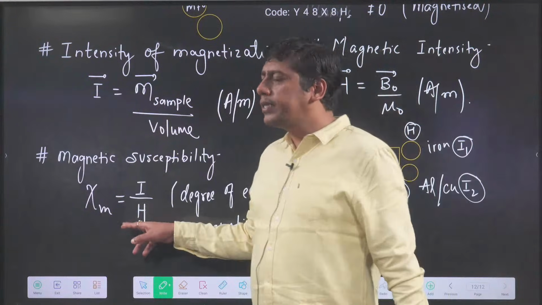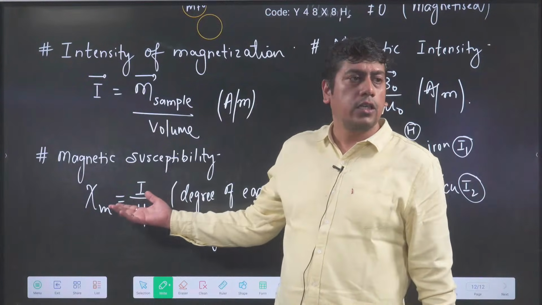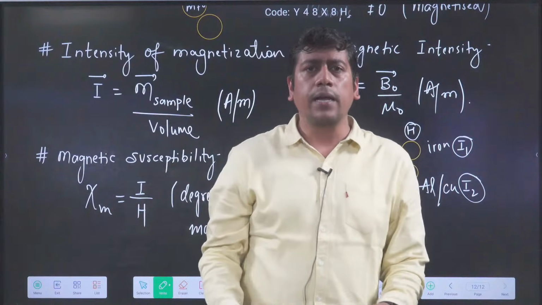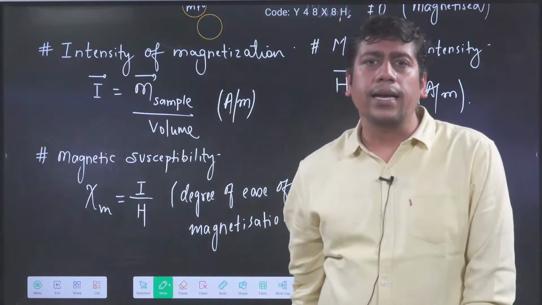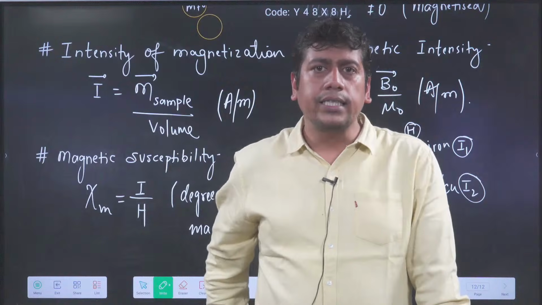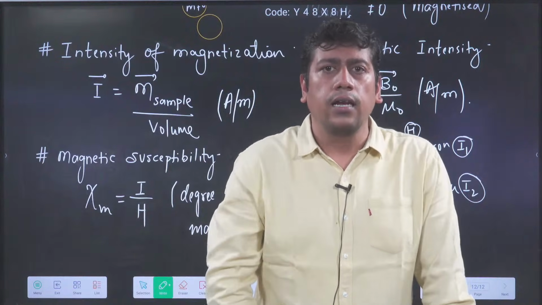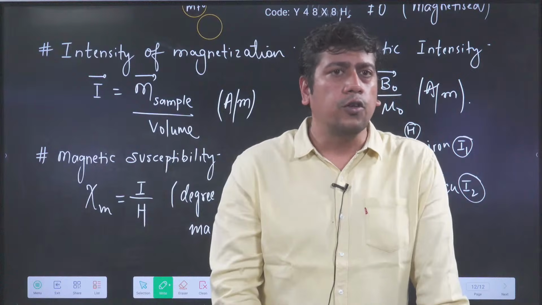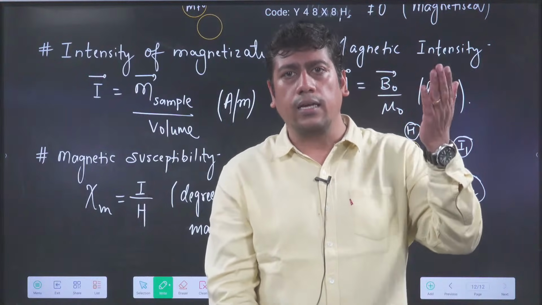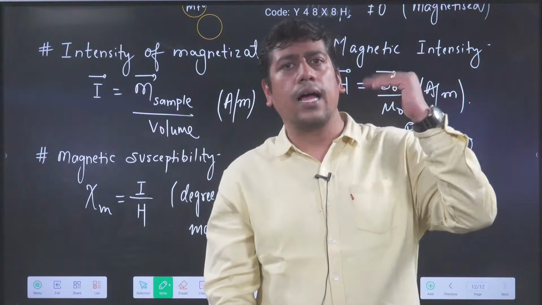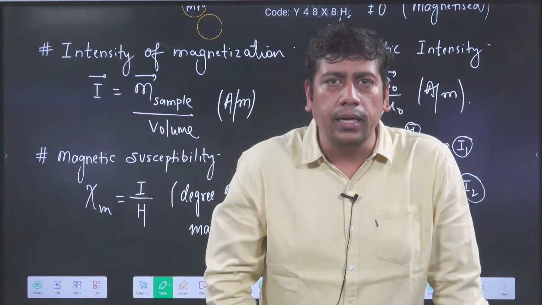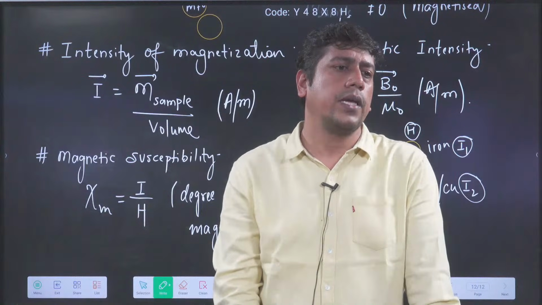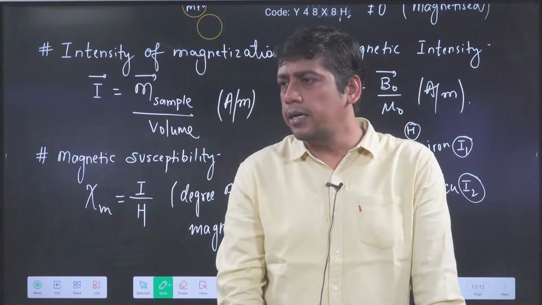For the same value of H, it is iron which has a higher value of I as compared to aluminum and copper. That means it is easier to magnetize iron as compared to aluminum or copper. So the magnetic susceptibility value is high. If the magnetic susceptibility value is high, it simply means that material can be easily magnetized in a magnetic field. Clear till here?